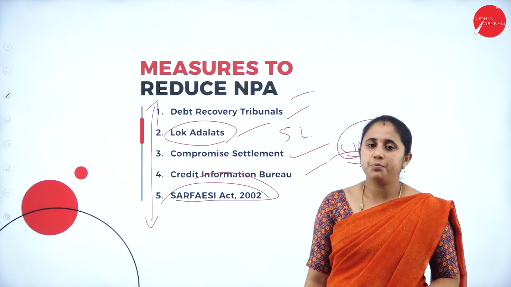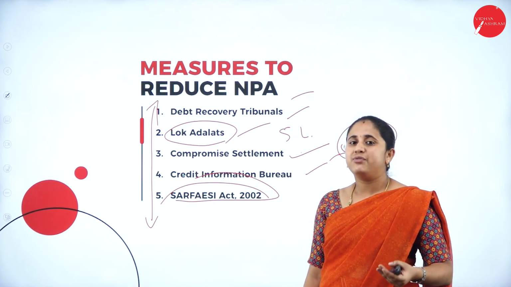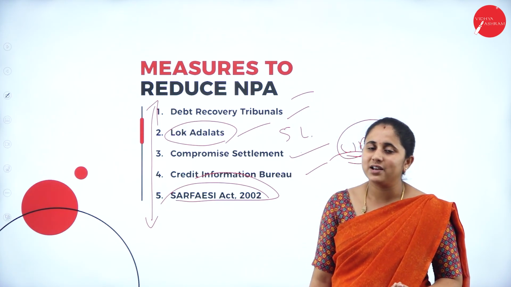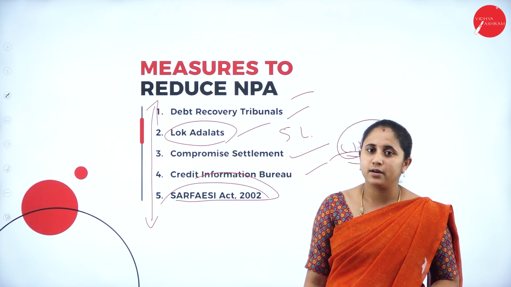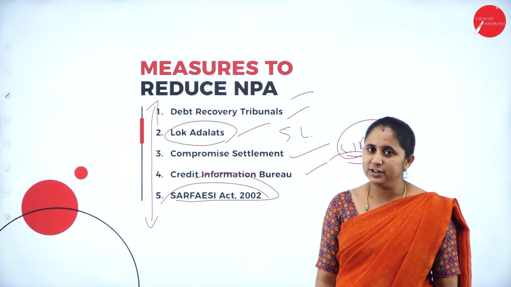So through all these forms, you can reduce the NPA, or these are the measures to avoid or reduce the non-performing assets. All these factors help to increase the efficiency. It helps to contribute to the development in the banking sector. This is all about Unit 3, Banking Regulation Act 1949.